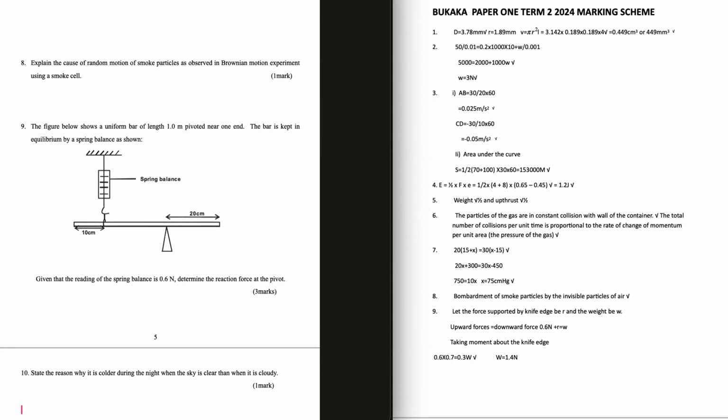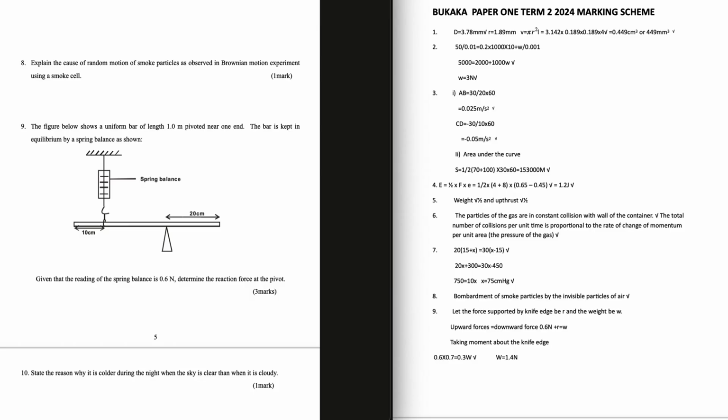Question 8. Explain the cause of random motion of smoke particles as observed in Brownian motion experiment using a smoke cell. Bombardment of smoke particles by the invisible particles of air.